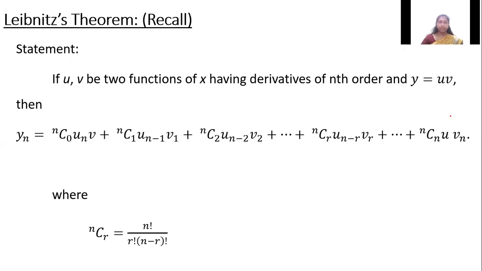is equal to uv, then yn is equal to nC0 unv plus nC1 un minus 1 v1 plus etc. General term nCr un minus r vr plus etc. The last term is nCn uvn, where nCr is equal to n factorial divided by r factorial into n minus r factorial. And you can see that there are n plus 1 terms on the RHS or in the formula.